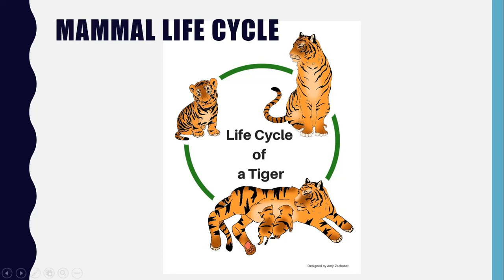So we have the adult tiger here, and the adult tiger gives birth, okay, to some baby tigers. The baby tigers grow up. So here we have a little cub, and the cub grows up to become an adult, and then the cycle starts again. So the tiger has babies, the baby grows up to become an adult, and it continues on and on and on. All right?